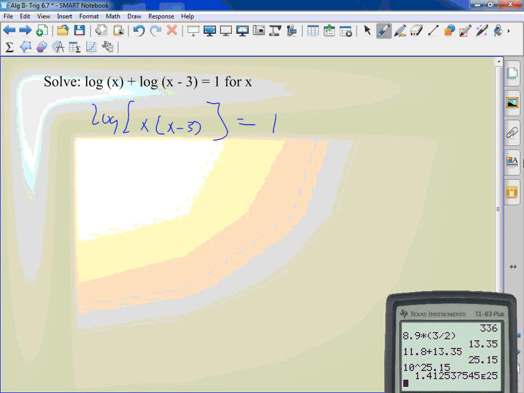Now, how do I get rid of the log? 10 to the. If I take 10 to the, it cancels it out. x times x minus 3 equals 10 to the first. I'm cutting out that little step. You should know. It saves you a lot of writing, too. But I am going 10 to the log x minus 3 equals 10 to the 1. That's what I'm really doing.